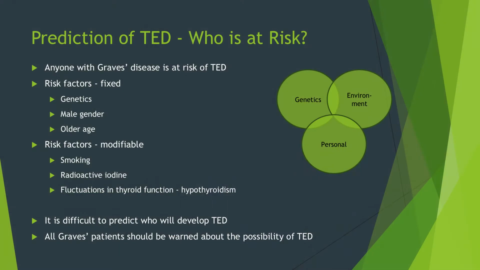However, there are some risk factors that are modifiable. We can do something about these, and these include smoking, radioactive iodine exposure, and fluctuations in thyroid function, in particular hypothyroidism. I'll come back to a couple of those. Overall, it is quite difficult to predict who will develop thyroid eye disease. Therefore, all patients with Graves' disease should be warned about this possibility so that they're alert to any signs and symptoms.